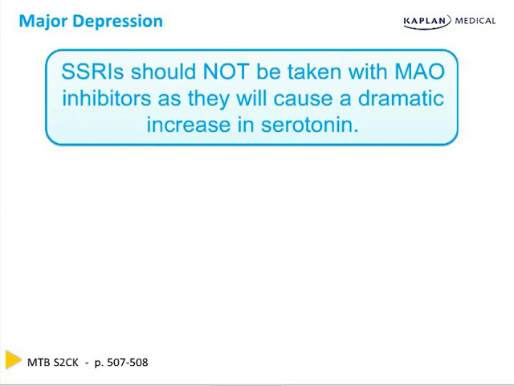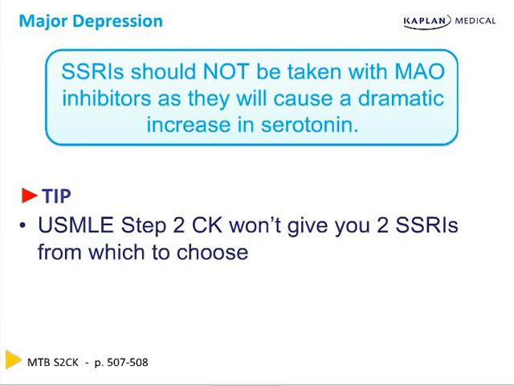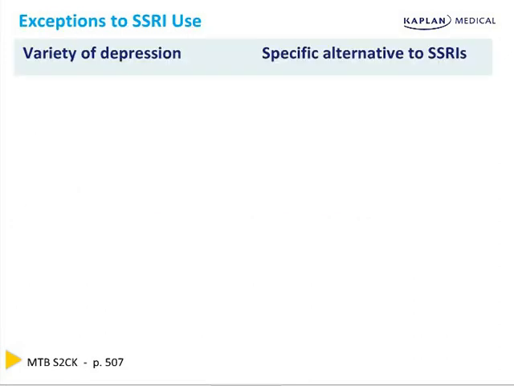There are a lot of things to take into consideration with the pharmacological therapies in psychiatry. A lot of things that counteract with each other. So SSRIs can't be taken with monoamine oxidase inhibitors, as they will cause a dramatic increase in serotonin. That's the serotonin syndrome that you want to look out for. So the tip here, though, is that on step 2, you won't see 2 SSRIs from which to choose. So if there's one and the patient isn't on an MAOI, choose the SSRI as your treatment modality for major depression. There are times, though, when the selective serotonin reuptake inhibitor might not be the correct answer choice. We'll discuss those exceptions on this slide.